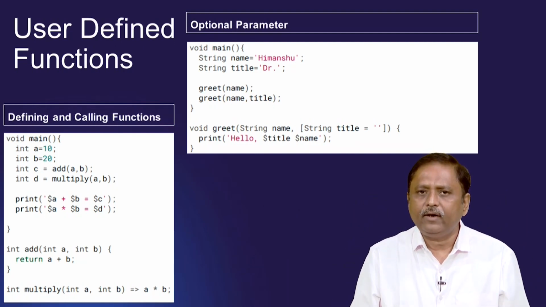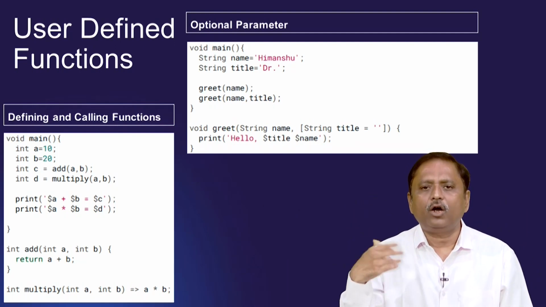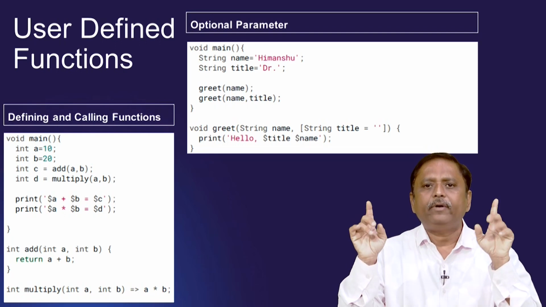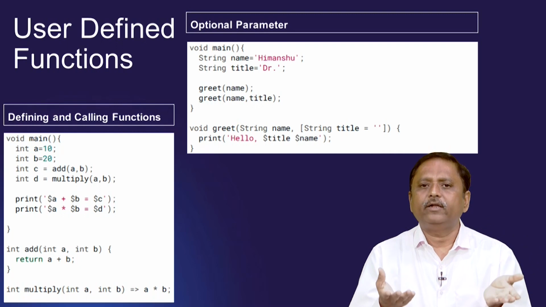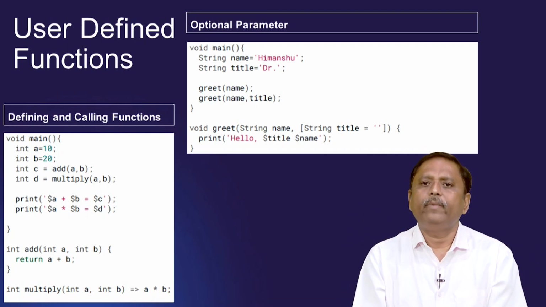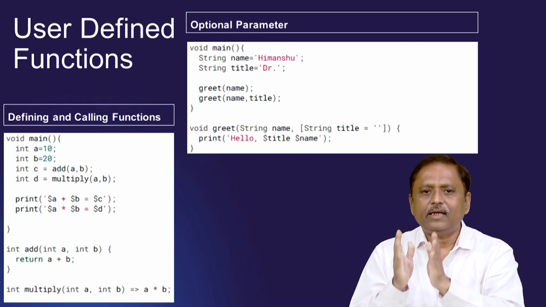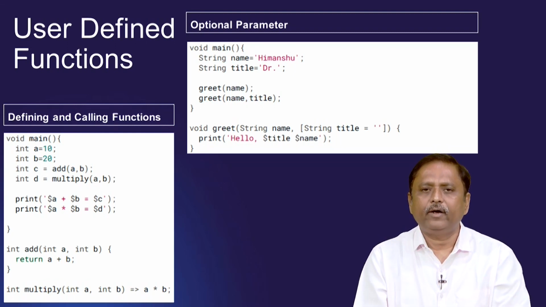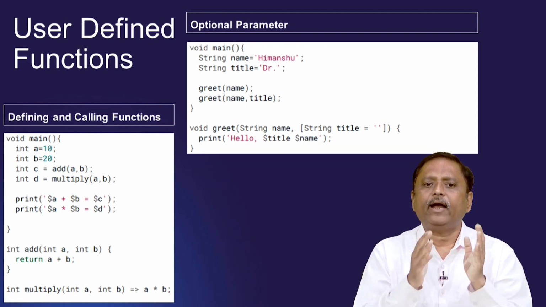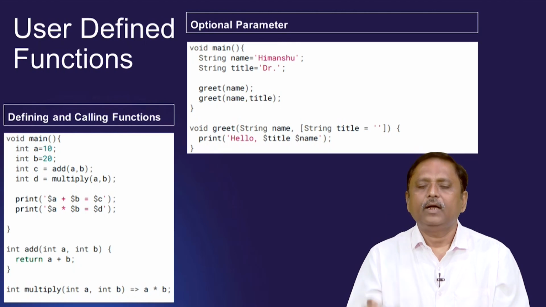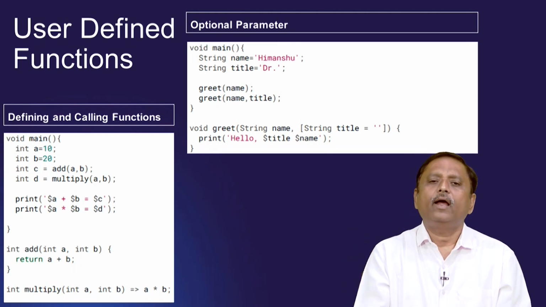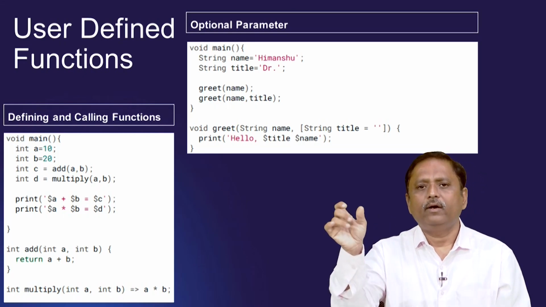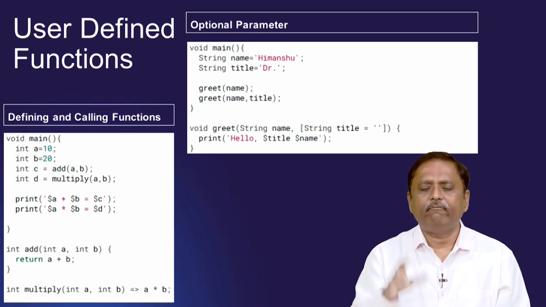What does it mean? If title is not provided, then the empty value is used, and if title is provided by the user, that value will be used. So, this is how we can use an optional parameter. Inside greet we write print hello, then $title, meaning the value of the title variable, and then $name, the value of the name variable.